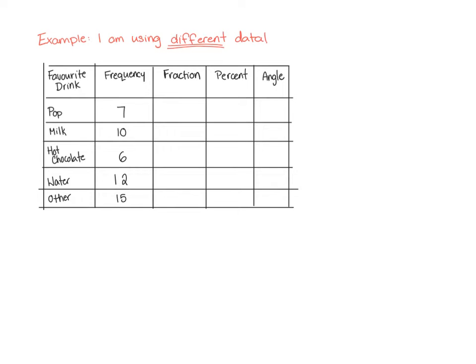Our first step is filling in the fractions. So for our fractions, the frequency tells us how many people chose pop or any of the examples, but we need to know out of how many people altogether. So to find that, we need to add up 7, 10, 6, 12, and 15, which should give you 50. So 50 will be our denominator for each one of these fractions. So they'll all be the frequency out of 50.